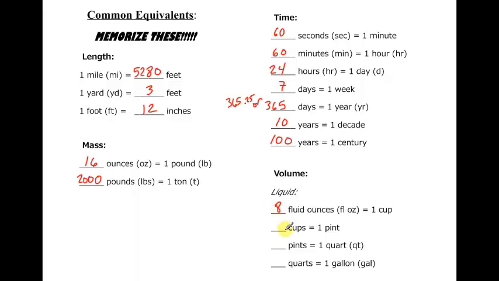8 fluid ounces makes 1 cup. 2 cups makes 1 pint, 2 pints makes 1 quart, and 4 quarts altogether makes 1 gallon. Again, these need to be memorized, so pat yourself on the back for all the ones you got right and make a little note over in your questions part of which ones you need to study and quiz yourself.